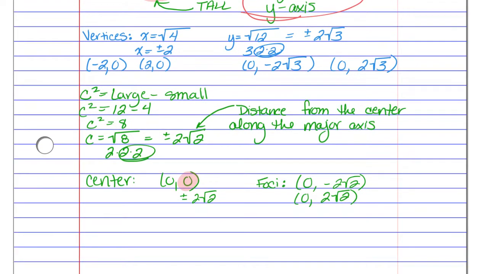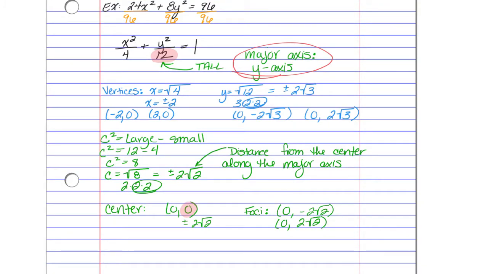So that is how you can take a look at any kind of ellipse formula, function, and identify, is it tall? Is it wide? Where are my vertices? How wide is it? So if I wanted to know how wide, it would go from negative 2, 0 to positive 2, 0. So it's 4 units wide. It's 4 square roots of 3 units tall. And it's got foci located at both positive and negative 2 square roots of 2 on the y-axis.